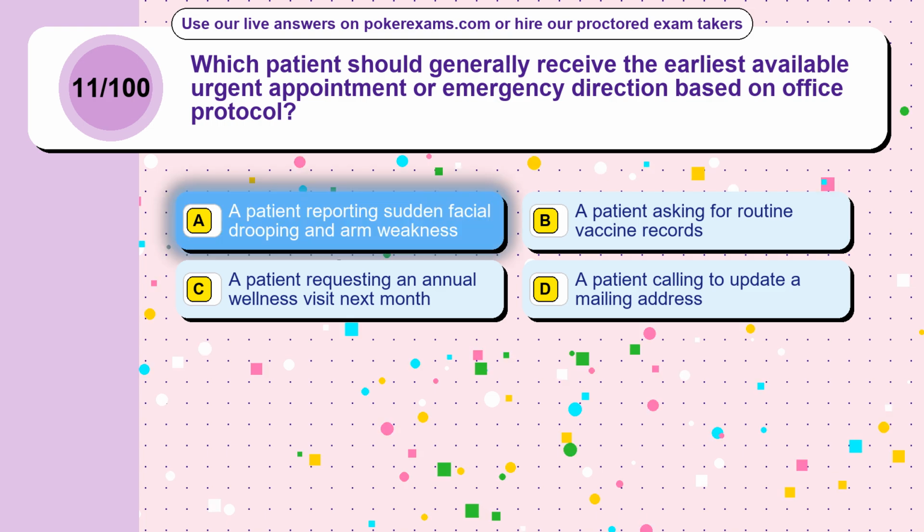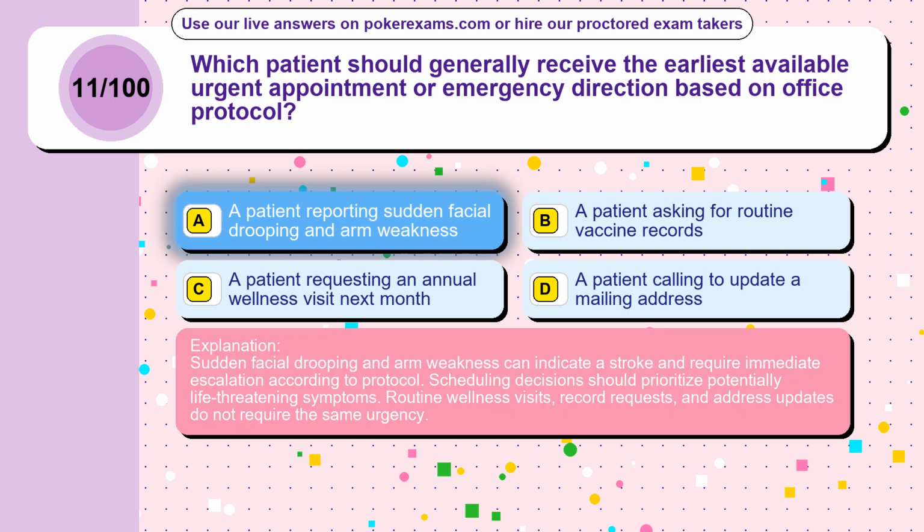The correct answer is option A. A patient reporting sudden facial drooping and arm weakness. Sudden facial drooping and arm weakness can indicate a stroke and require immediate escalation according to protocol. Scheduling decisions should prioritize potentially life-threatening symptoms. Routine wellness visits, record requests, and address updates do not require the same urgency.